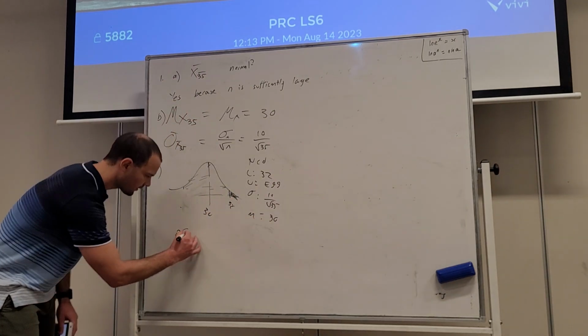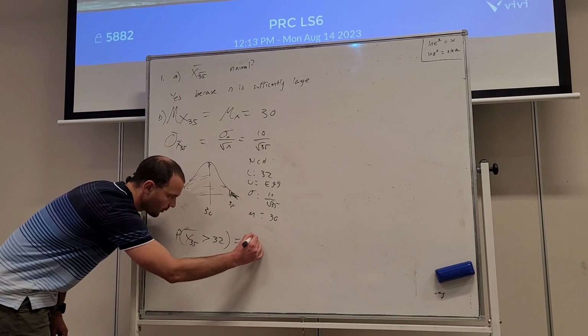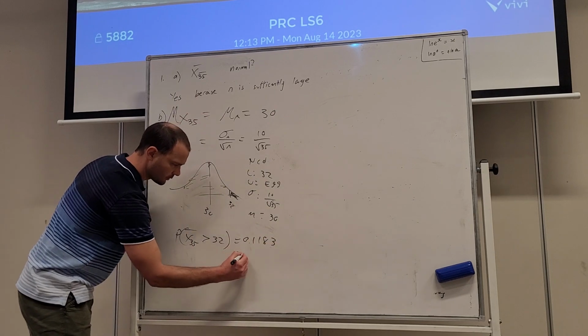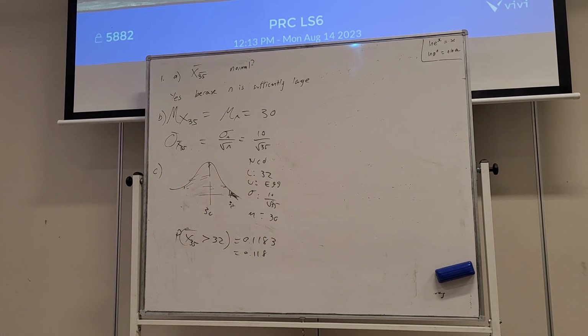So let's write it like this. X35 being larger than 32 is 0.118. So 4 figures, round the fourth figure, we get 3 figures.